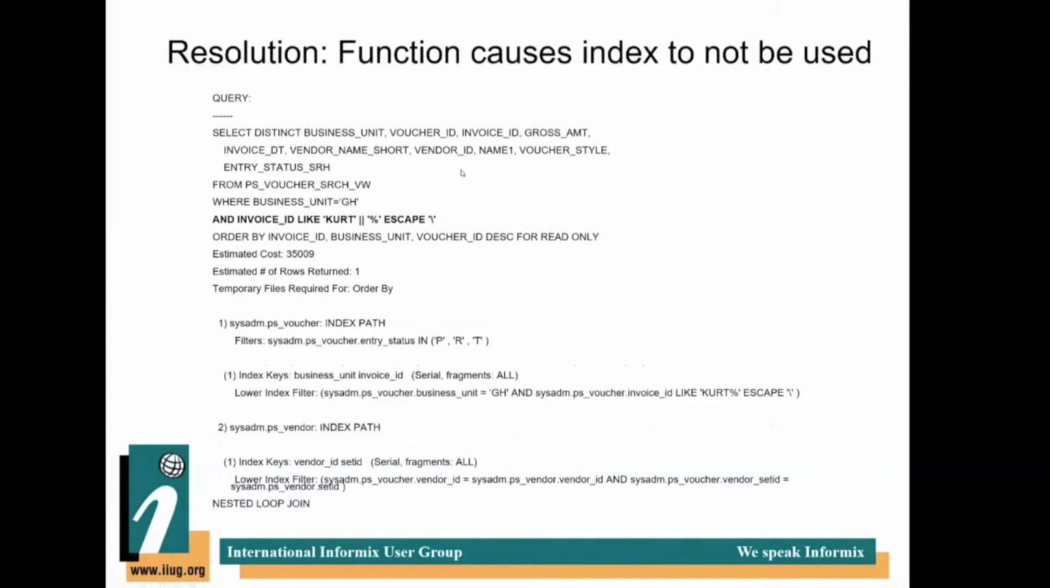So what would we do to improve that? Using the UPPER function can cause it to not use the index. In this case, we were able to look at the data, and all the data was in uppercase. So we didn't need to actually use the upper function. When we took that out and just did the AND invoice ID is LIKE Kurt, it was now using the correct index. So we see now we have the columns business unit and invoice ID, and there's the index it's using for it.